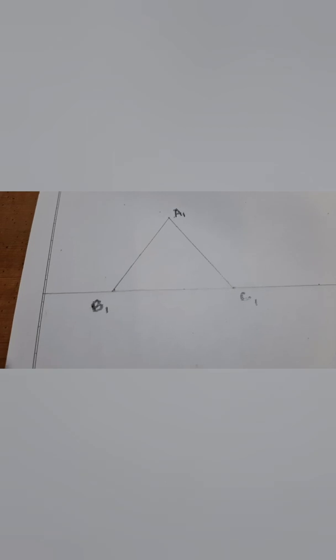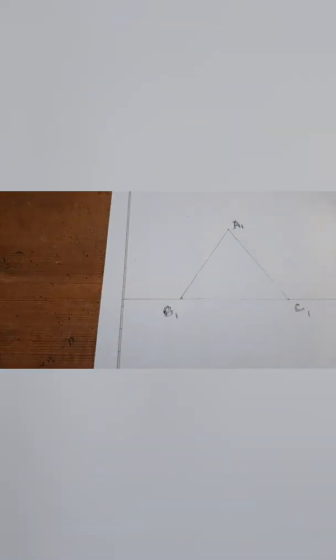Now we will place the prism on the outline. Place the prism so that the base of the prism lies on B1, C1. This base lies on B1, C1, and the other end, as you can see, lies on A1. Now we will remove this prism and draw the straight line at different angles.